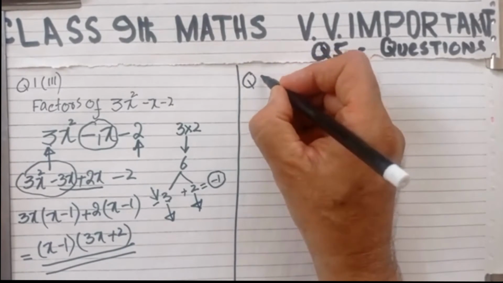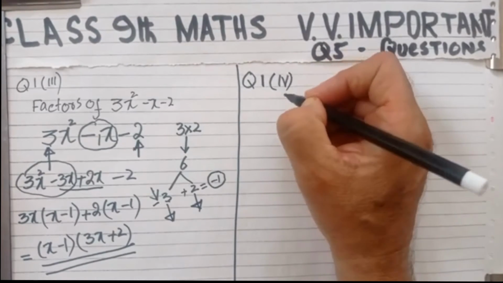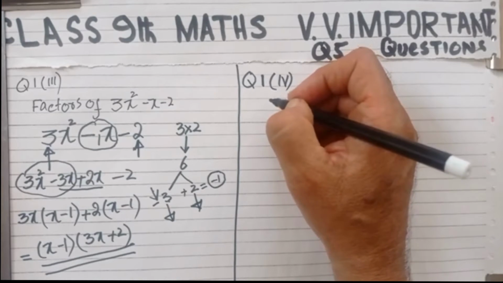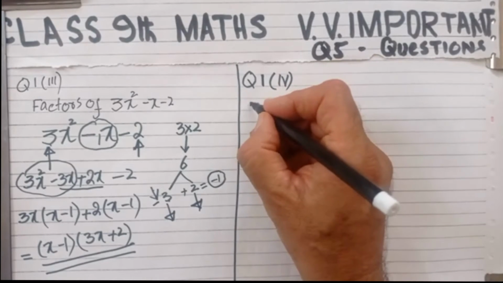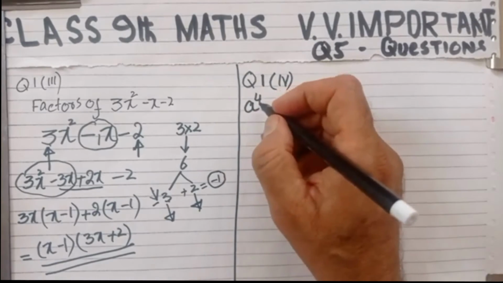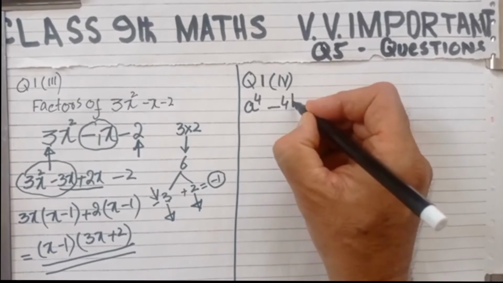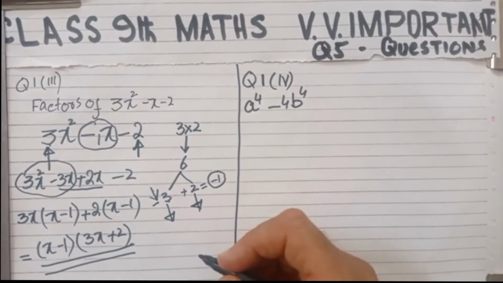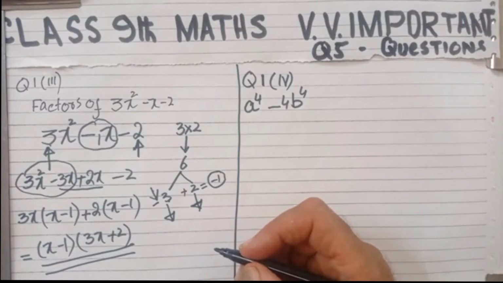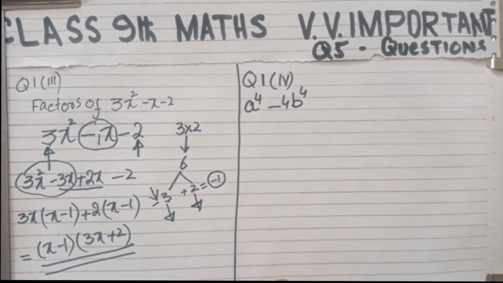Fourth part, he says that factors of question 1 part 4, he says that a4 minus 4b4. So over here he asks: what are the factors of this?